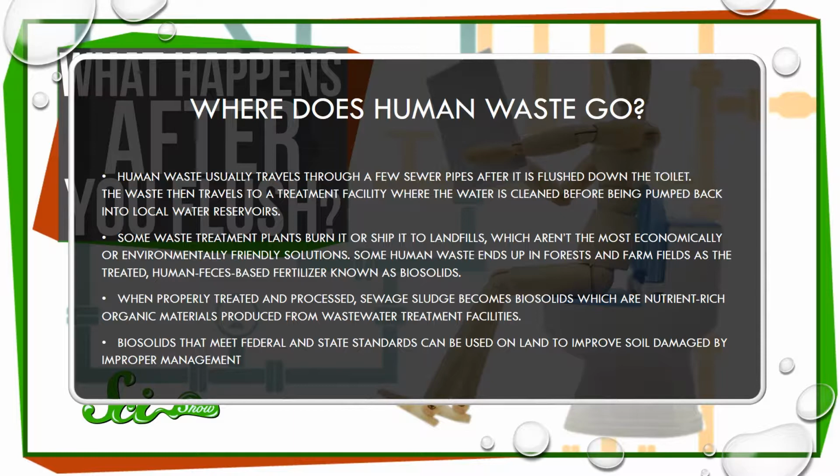Some human waste, however, ends up in forests and farm fields as the treated human feces-based fertilizer known as biosolids. When properly treated and processed, sewage sludge becomes biosolids, which are the nutrient-rich organic materials produced from wastewater treatment facilities. Biosolids that meet federal and state standards can be used on land to improve soil damaged by improper management.